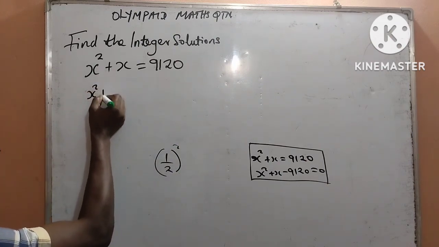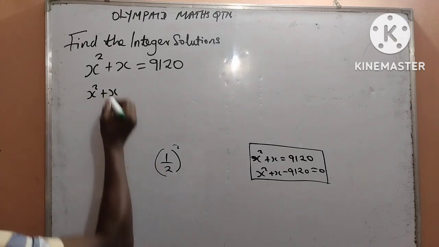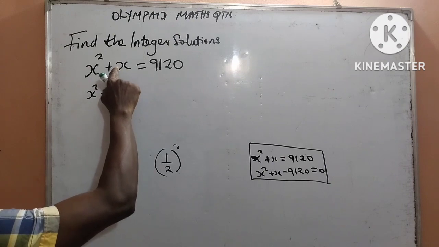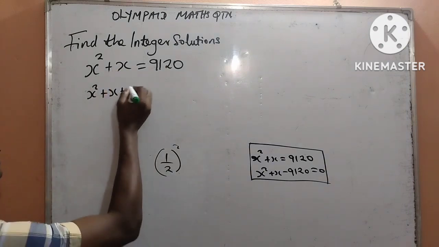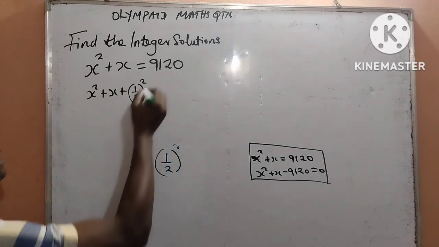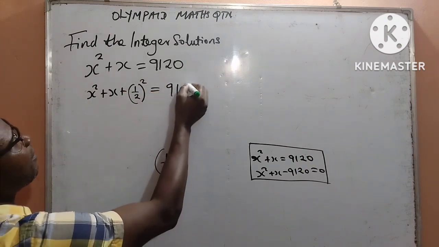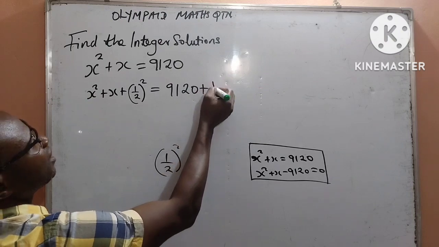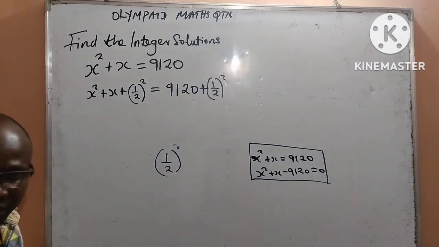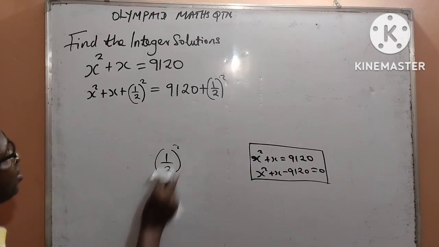By writing, it will now look like this. I have x^2 + x. Now, adding to the left hand side is half of the coefficient of x, which is 1/2. I will add (1/2) squared, okay? And do the same thing on the right hand side, which is (1/2) squared. Okay, now the equation is balanced.